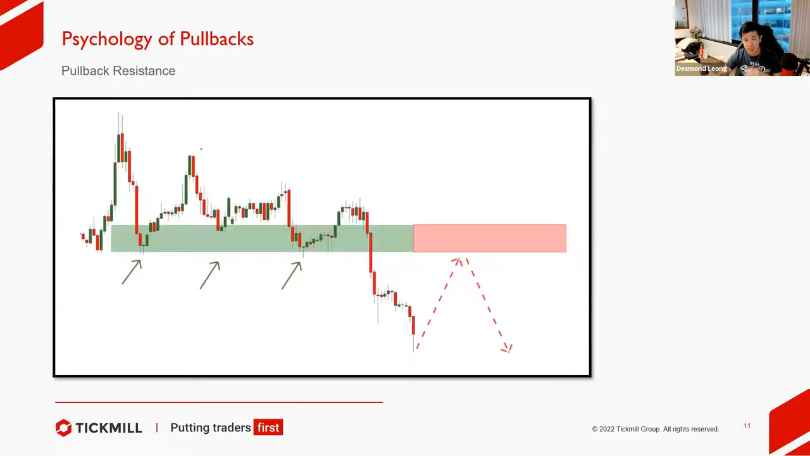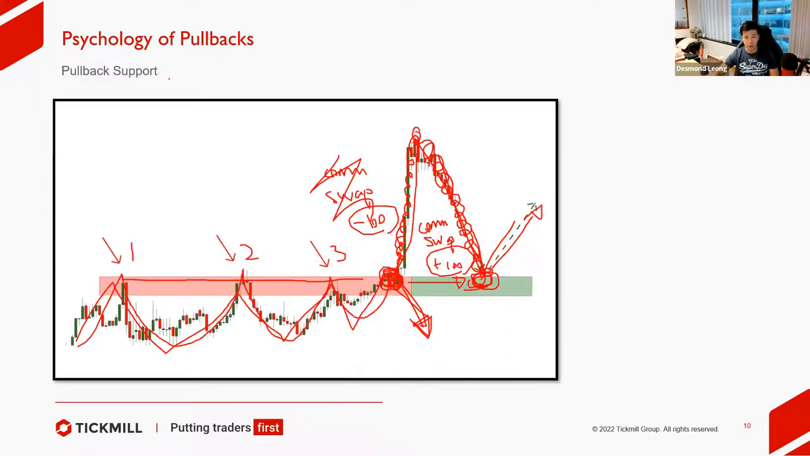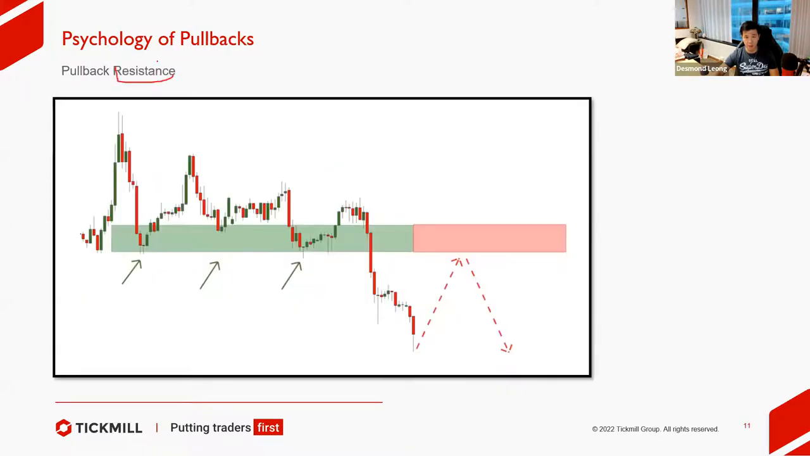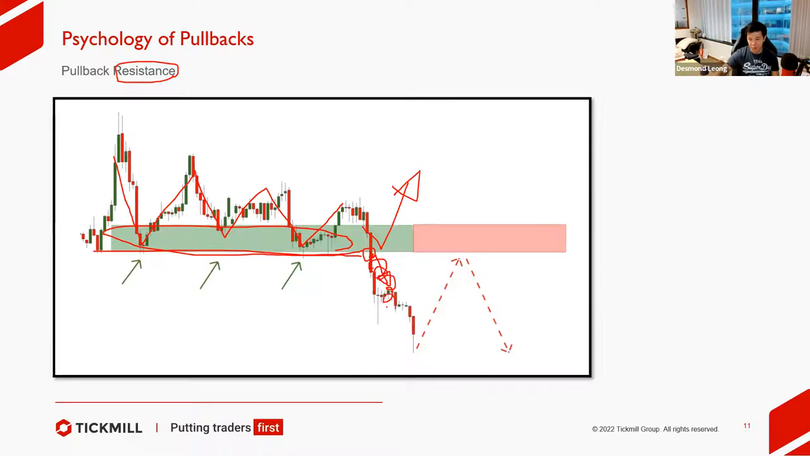I want to teach you the opposite is true for pullback resistance. So this one is what we're calling pullback support, and this one we're talking about pullback resistance. Same thing, you look for price to bounce minimally 2 to 3 times. It forms a nice little support area. Price finally breaks this level, and the traders who were expecting it to go up are now holding on to their long positions and they're losing a lot of money. So when price finally comes back to the entry, they're going to close off their position.